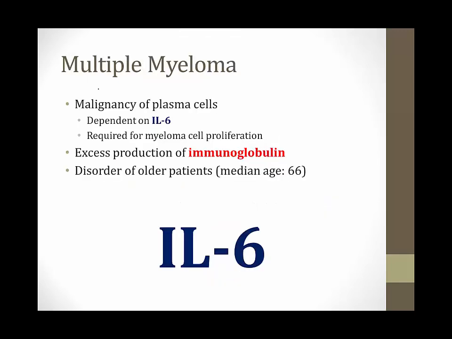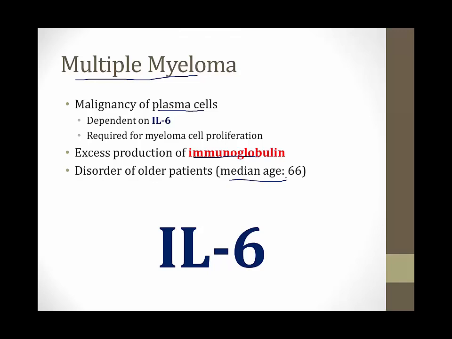The classic example of a plasma cell disorder in which there is overproduction of immunoglobulins is multiple myeloma. This is a malignancy of plasma cells which produce immunoglobulin in excess. It's a disorder of older patients. The median age of onset is about 66 years of age.